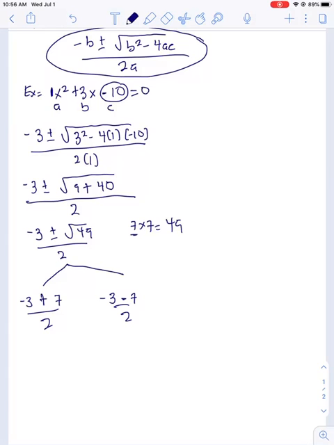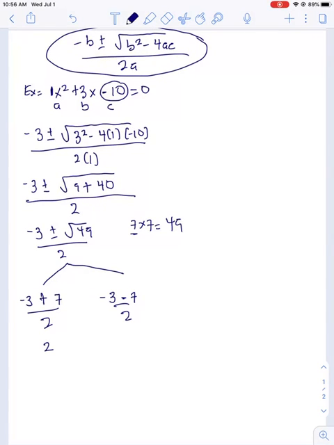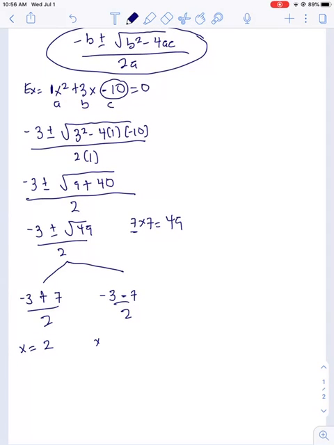So at this point, negative 3 plus positive 7 divided by 2. The top value will give you 4 divided by 2, which is 2. So x equals 2. That's going to be one of our values. And here you have negative 3 minus 7 divided by 2. That'll be negative 10 divided by 2, which is x equals negative 5.